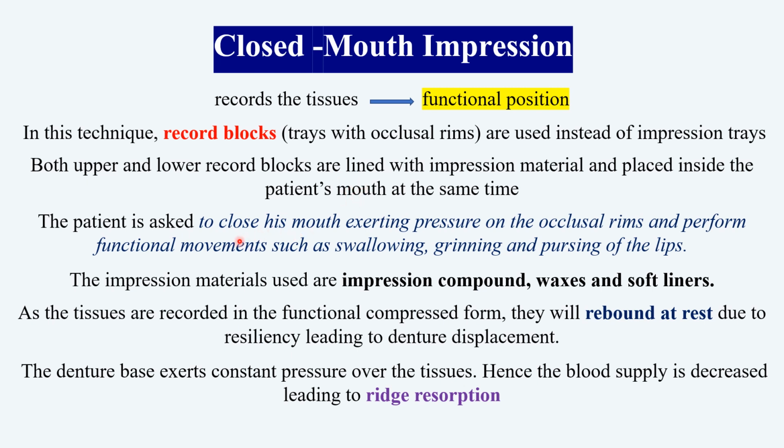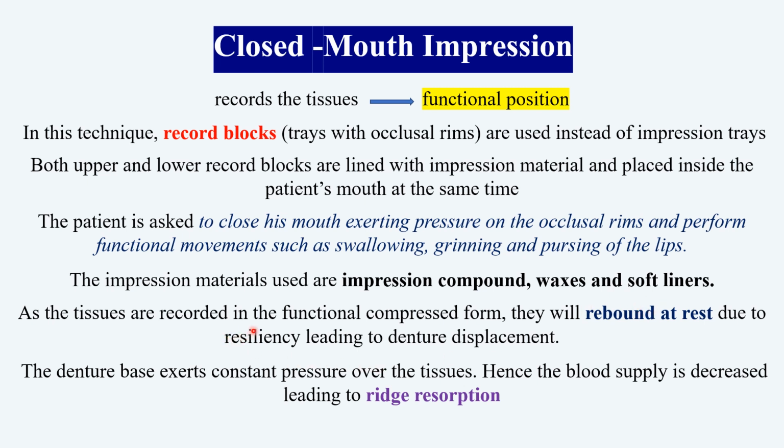Now the patient will be asked to close his mouth, exerting pressure on these occlusal rims, and we perform different functional movements such as swallowing, grinding and pursing of the lips. Such movements will be asked to perform. The impression materials for this type of impression are impression compound, waxes, and soft liners.